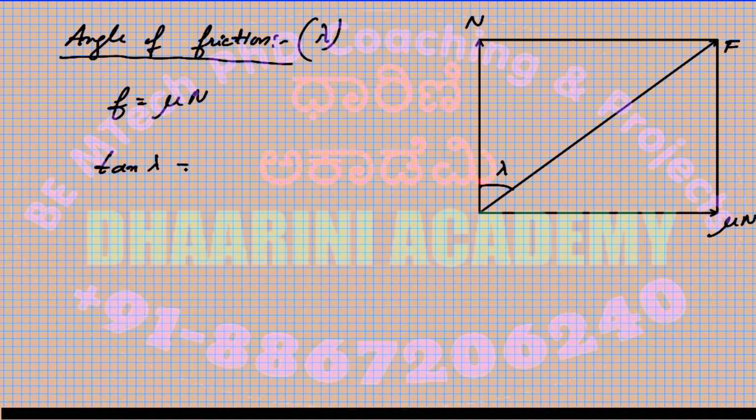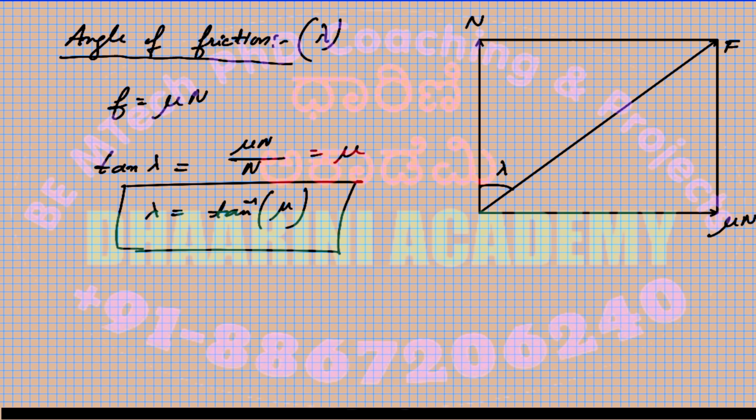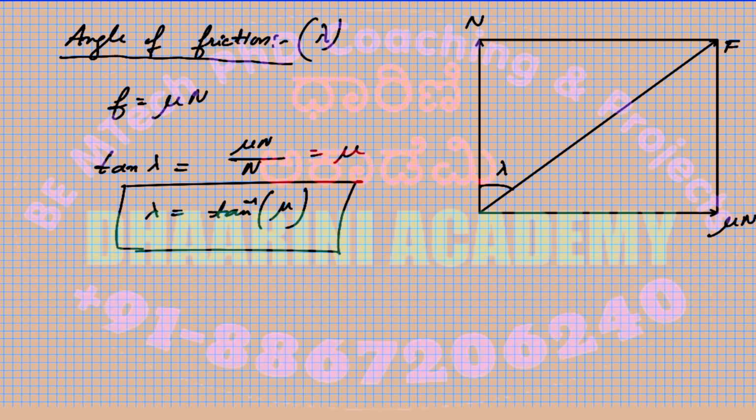So how do you find tan lambda now? If I want to find tan lambda, tan is opposite over adjacent, opposite is mu n divided by n. So this is simply mu, right? So if you want to find lambda, that is tan inverse of mu. Using this equation, if you find tan inverse of mu, you can calculate what is called the angle of friction. All right, that's the concept that we are going to use.